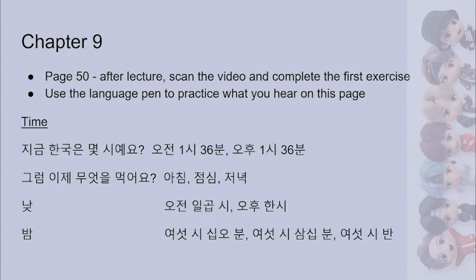So first at the top of the page, they ask you the question, what time is it now in Korea? And in Korean, that is 지금 한국은 몇 시예요? So if you want to ask what time it is, you can just take that 몇 and 시, which is like for hour, so time, 몇 시예요 means what time is it?